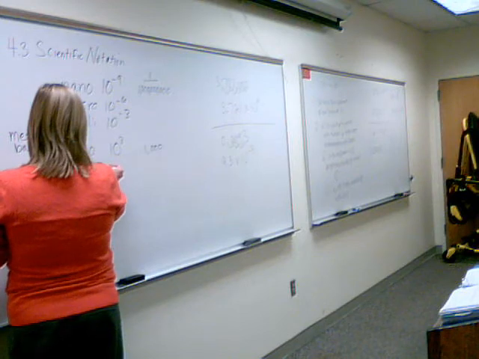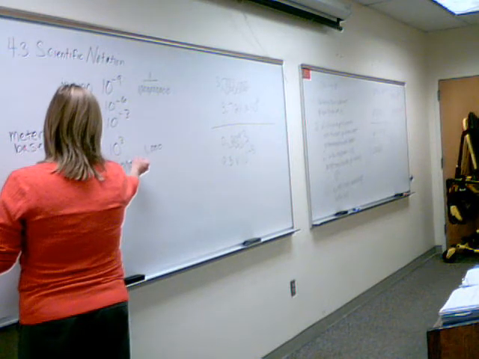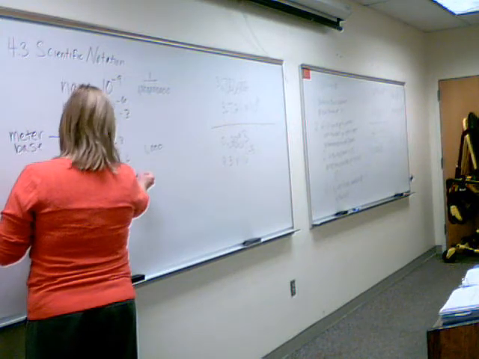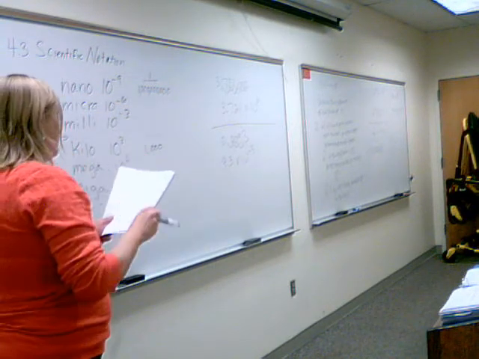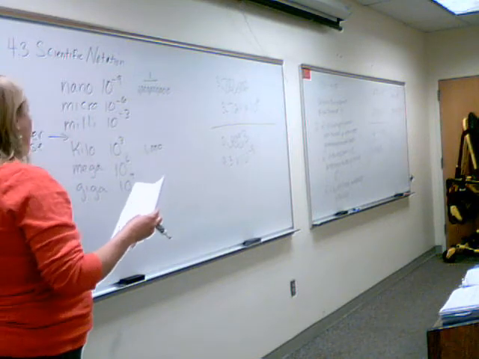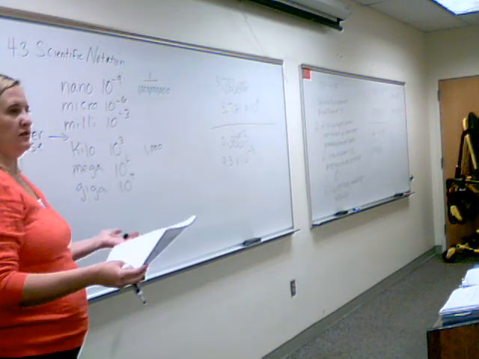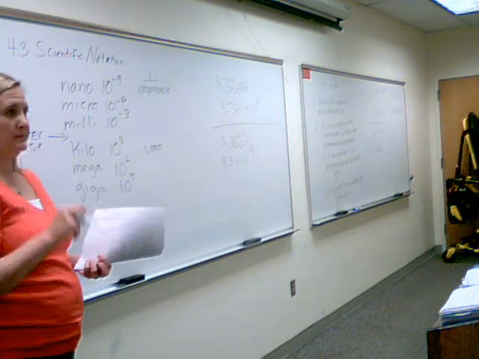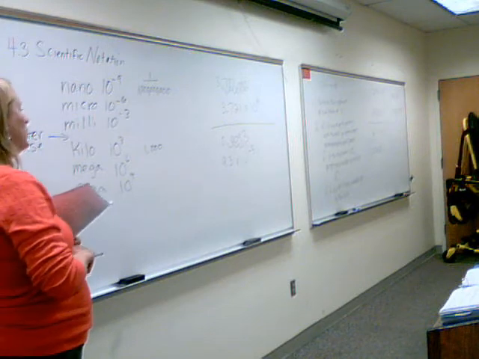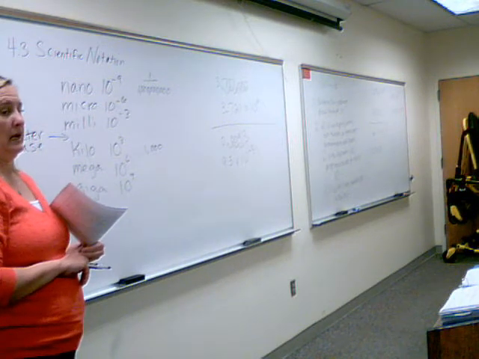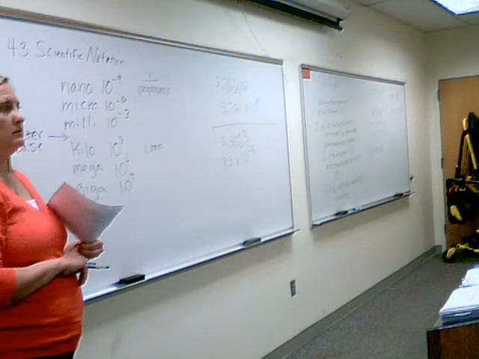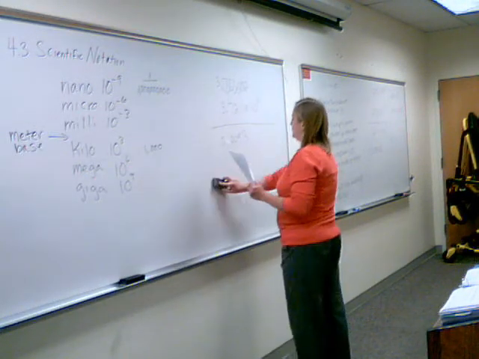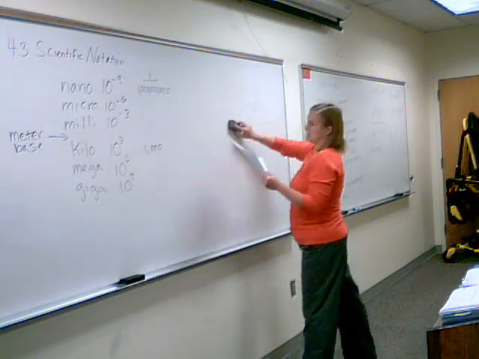A mega, anybody know? 10 to the 6. And a giga, 10 to the 9. Good. So if no numerical coefficient is indicated, you assume it to be 1. So if I said 1 kilometer, it's 1,000. But if I said 4 kilometers, it'd be how many? 4,000. Okay? So let's look at an example of how we're going to rewrite things with metric terms into scientific notation.